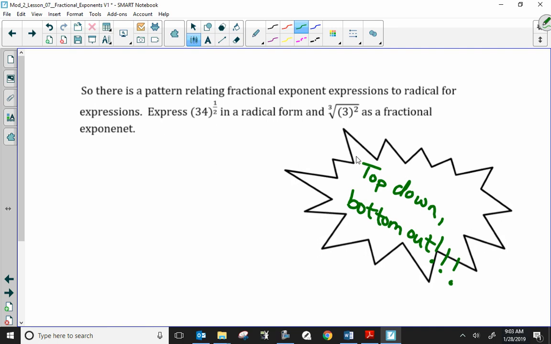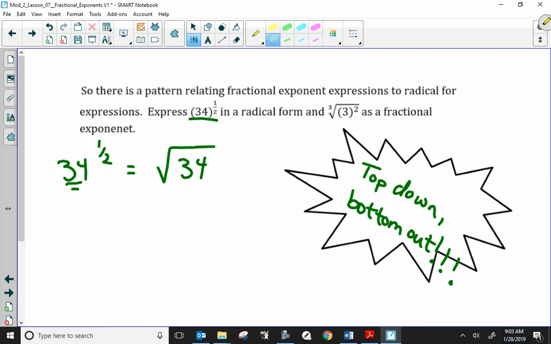Express 34 to the 1/2 in radical form. Let's start with that one first. My base is going to stay the same, 34. And by top down, bottom out, what do I mean? The top just comes down, and the bottom shoots out. The top, which is the numerator, slid down and becomes the exponent. The bottom, which is the denominator, goes out, and that becomes the root. So that's where I get top down, bottom out.